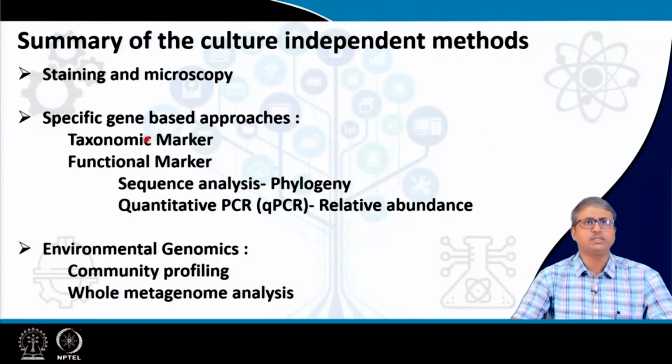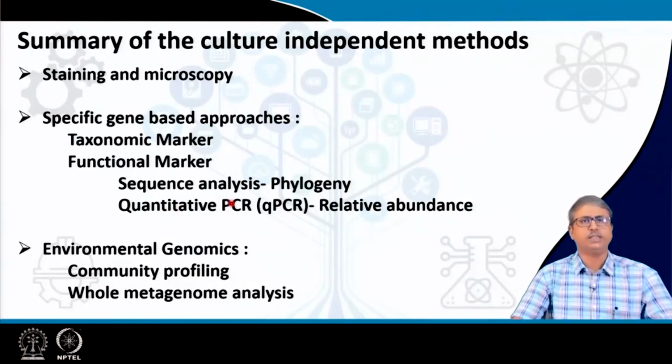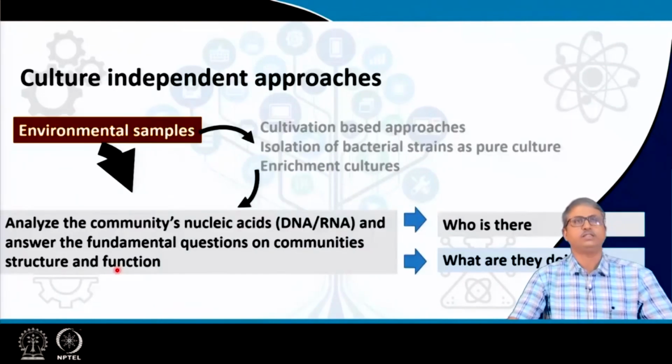Now, within these specific gene based approaches, we have sequence based analysis. We need to get the sequences, analyze them, and derive the phylogeny and taxonomic identity. We can also do quantitative PCR based methods, which we will be discussing in another lecture, and that will provide us the relative abundance of these organisms or these functional genes. Thereby, a broad view of the community, its potential and its functionalities will be available to us as we deploy these specific gene based approaches. In addition to that, there are significant developments in environmental genomics that we will be talking about in some other lecture altogether.